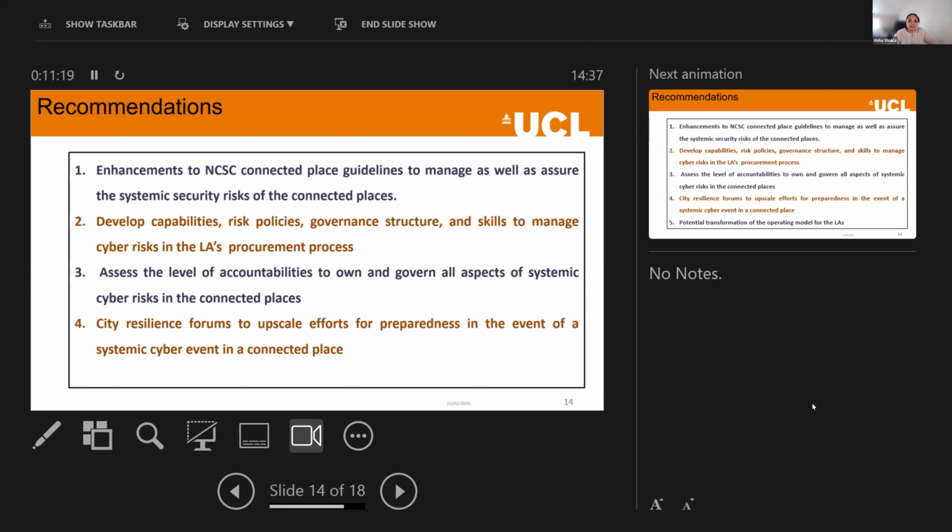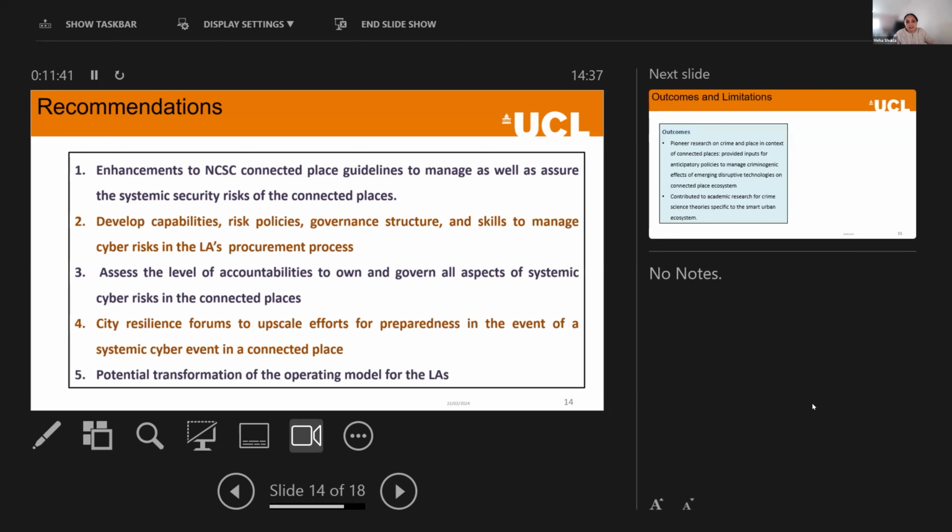There are many resilience forums in different cities who look after the physical disasters and all the kinds of issues that occur when there is a catastrophe, but people like Highways England and other organizations are still picking up on cyber events of this sort. So they needed to upscale their efforts. And there is a potential transformation of operating models, which is required across organizations, not just the local authorities.